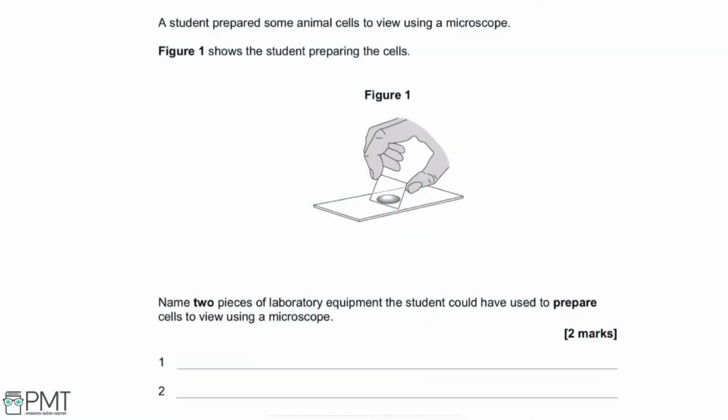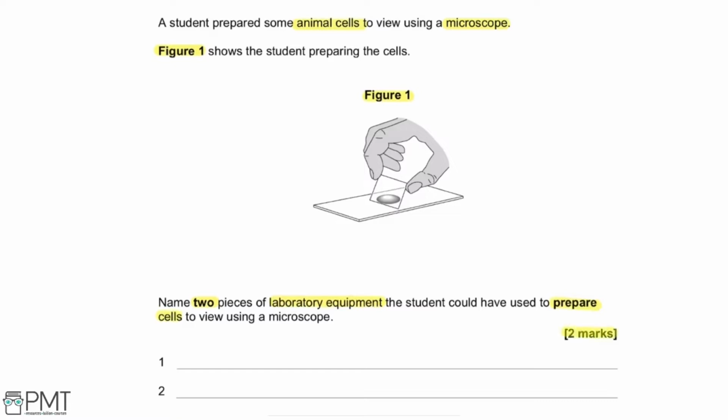A student prepared some animal cells to view using a microscope. Figure 1 shows the student preparing the cells. So we see below it's an illustration of the student placing a cover slip. Name 2 pieces of laboratory equipment the student could have used to prepare cells to view using a microscope.